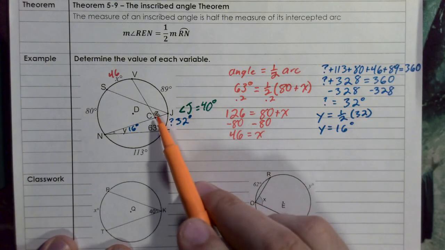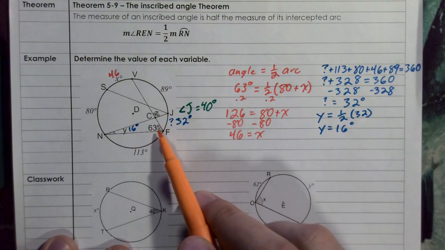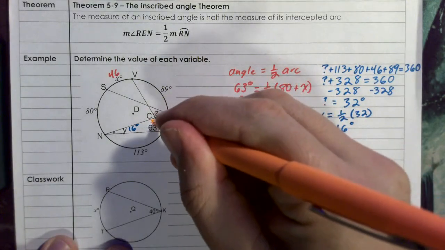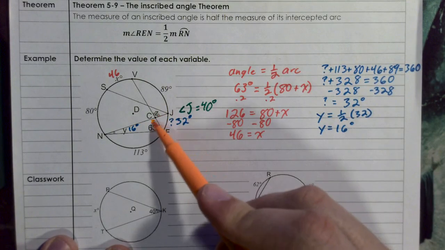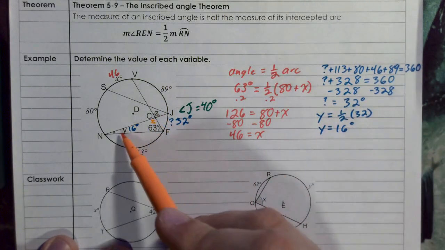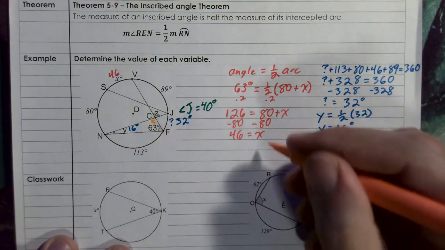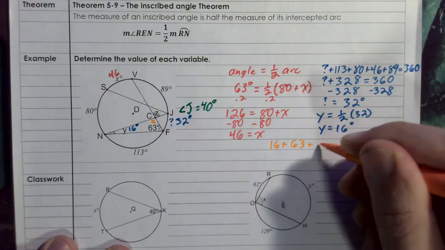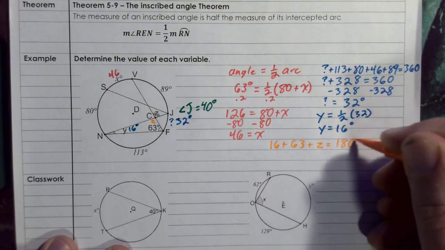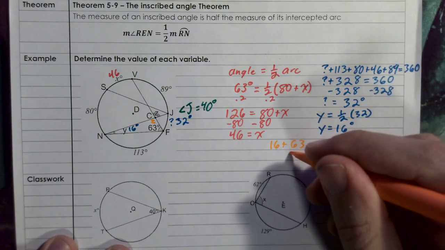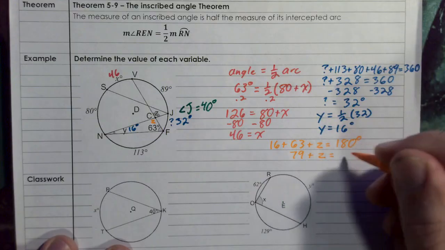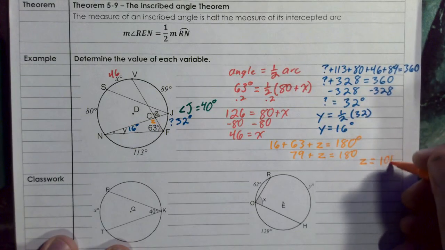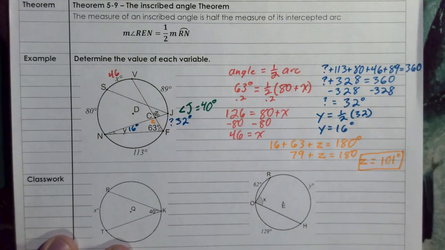The last thing I got to get is this angle Z right here, but now I know all kinds of things about this triangle. If I found out what this angle was, it should be the same as Z. These two are vertical angles, so I can find Z by using the little triangle that's inside of there. So I can say that 16 plus 63 plus z has got to equal 180 degrees. So that is 79 plus z equals 180. So that must mean z equals 101 degrees. And that's all done.